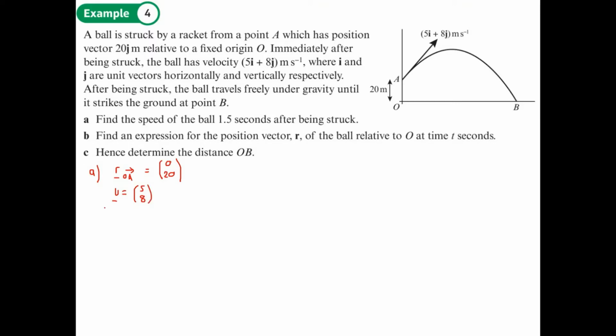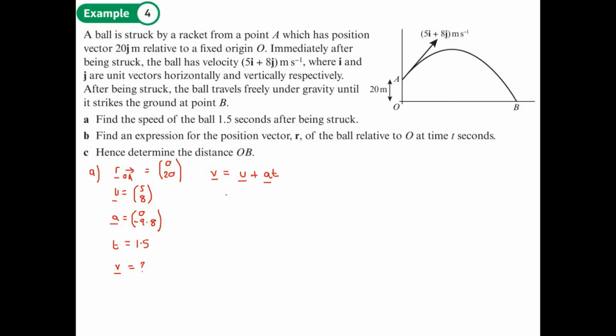They said the ball travels freely under gravity, so I can say the acceleration is (0, -g), so (0, -9.8). And then they want me to find the speed of the ball 1.5 seconds after it's been struck. So t is 1.5. I want to find the speed, but I need to find the velocity first. Okay. So I've got U, A, T, I want to find V, so I'm going to use V equals U plus AT.